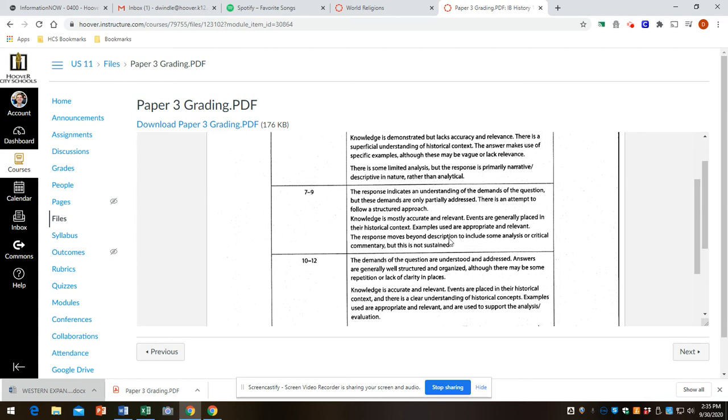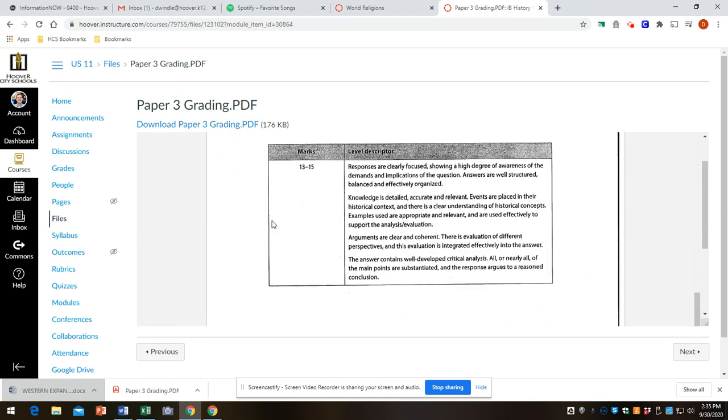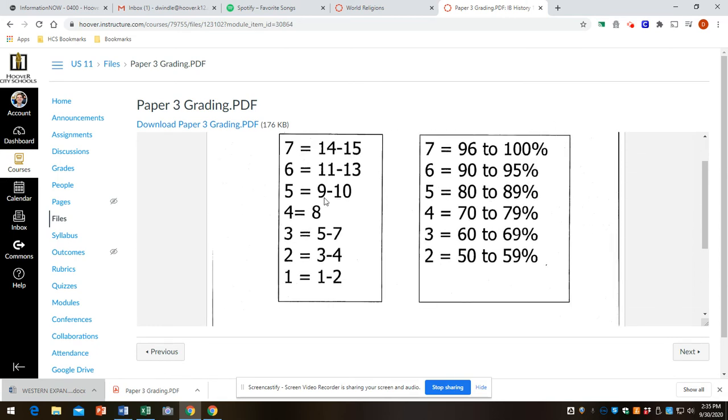Response moves beyond description to include some analysis or critical commentary, but this is not sustained. So in other words, this is pretty milquetoast. This is pretty easy to get. And that's 7 to 9 marks. Well, 9 marks is a low 5. This is a 4 or 5. A 5 translates to a B. So it's pretty easy to get a B on my test and in my class.